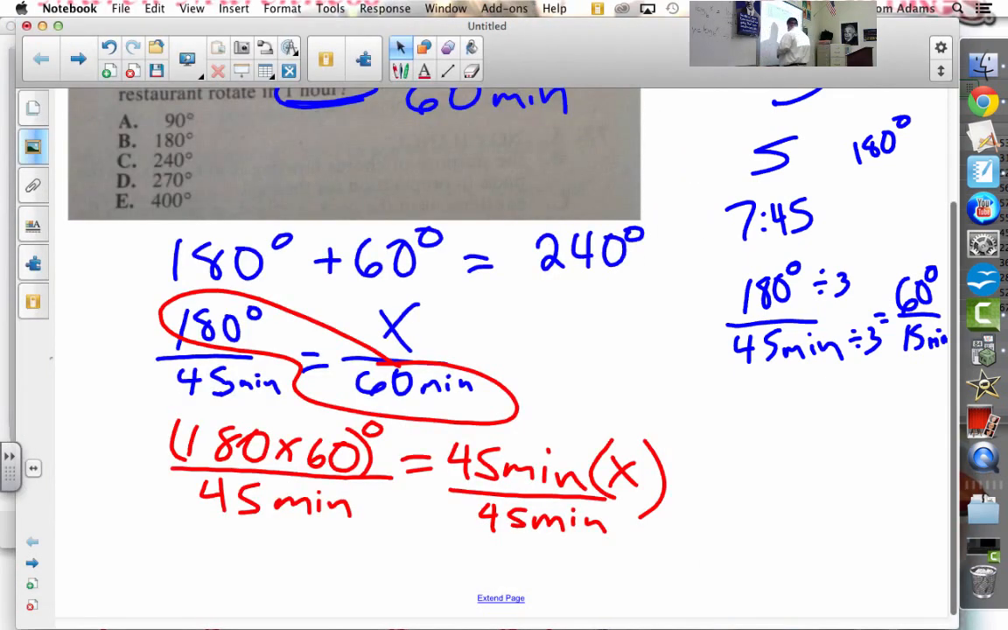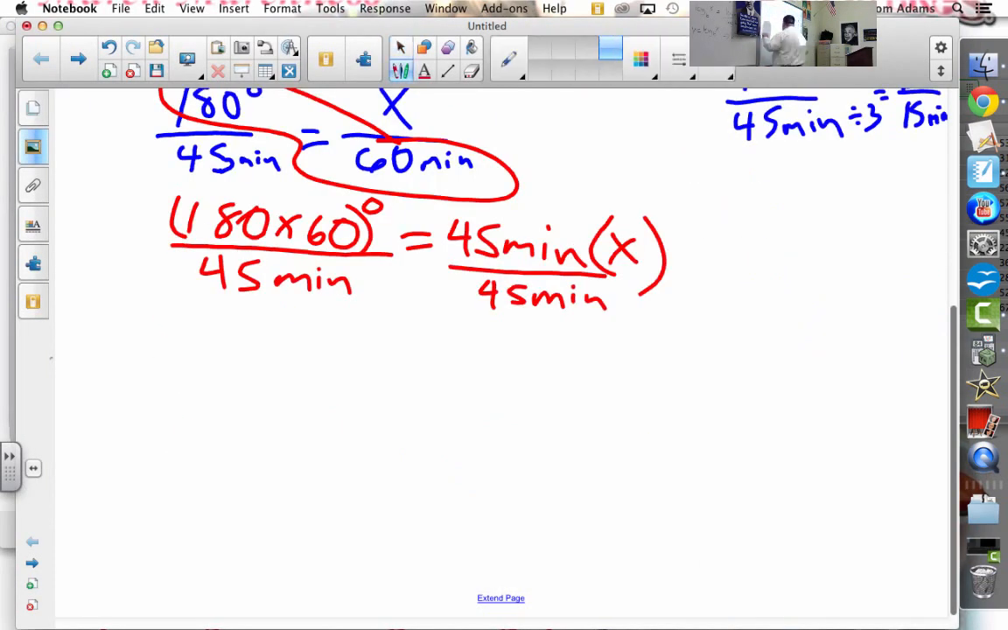Either way would work, right? If the answer is 240, I prefer the first way kind of because it gives you more practice. But some people like to do the proportion, so it doesn't matter. You get the same answer either way, 240.